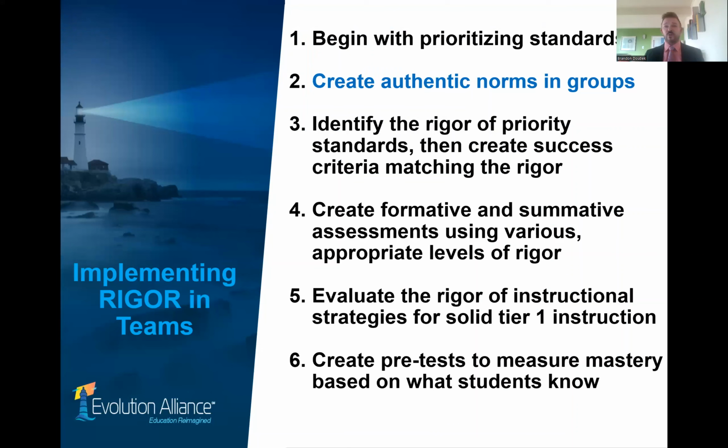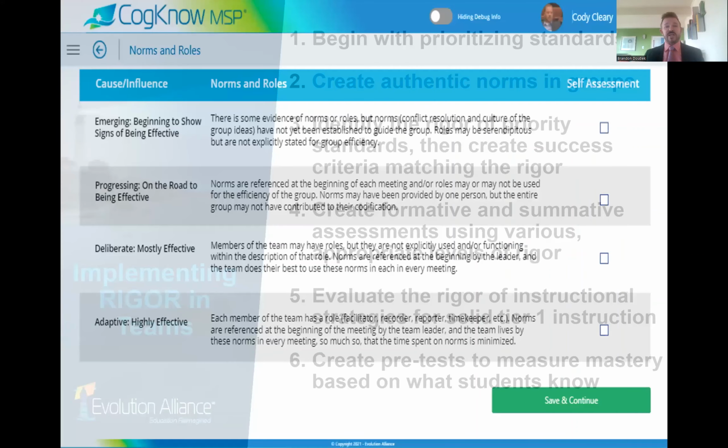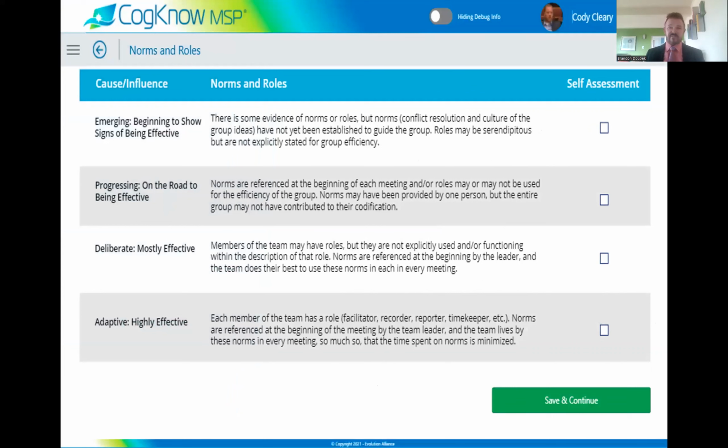In creating authentic norms and groups, we're looking at each member of the team having a role, and that the norms are initiated by the group. So in other words, it's not okay for an administrative group to say, okay, I'm going to give this group their norms. That's not how norms work. Norms that are authentic are created by the team itself, and the team leader references the norms in every single meeting just in case anybody needs to modify those. But over time, it becomes so efficient that norm time is minimized.